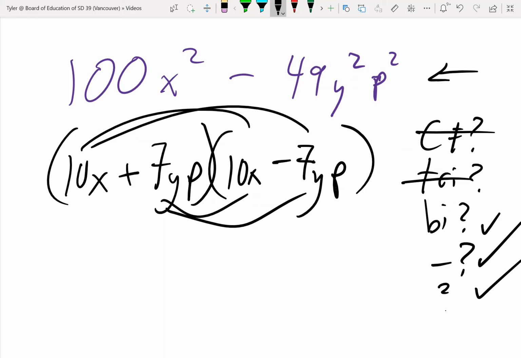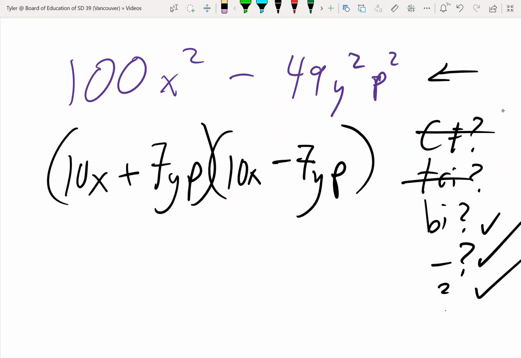Difference of squares is actually one of the easiest types of factoring. Once you identify that it's a difference of squares, you just follow the steps and write this. And that's it.